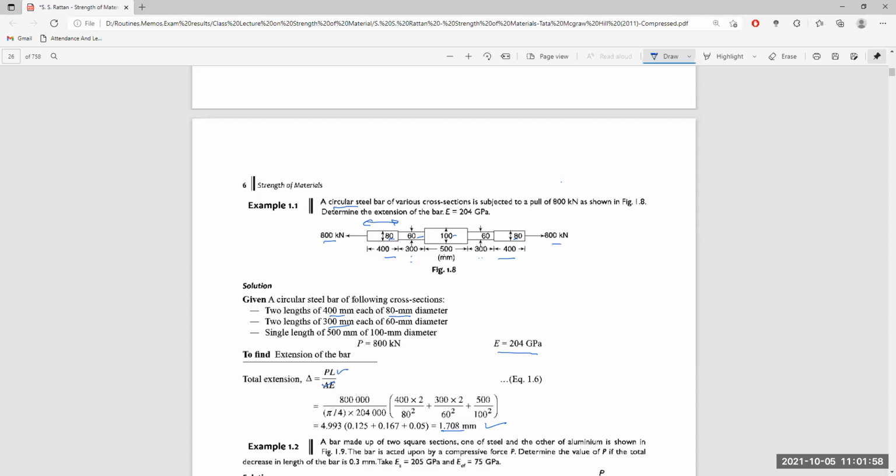So 400 here divided by 80 square means pi by 4 times 80 square as the cross-sectional area, and pi by 4 is brought out because it's common. Why is it multiplied by 2? There are two such sections, here and here. Same is the case here: 300 length, two such sections, divided by 60 square, and as pi by 4 is out, this is the area. But 500 has only one. This one of 500 length has only 100 millimeter diameter. Okay? So we put it like this.